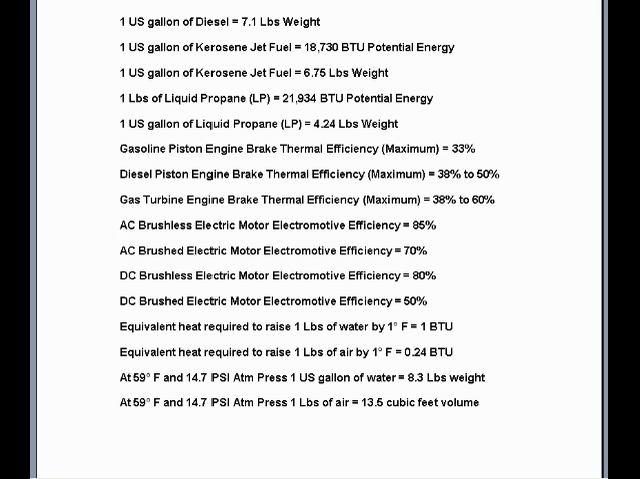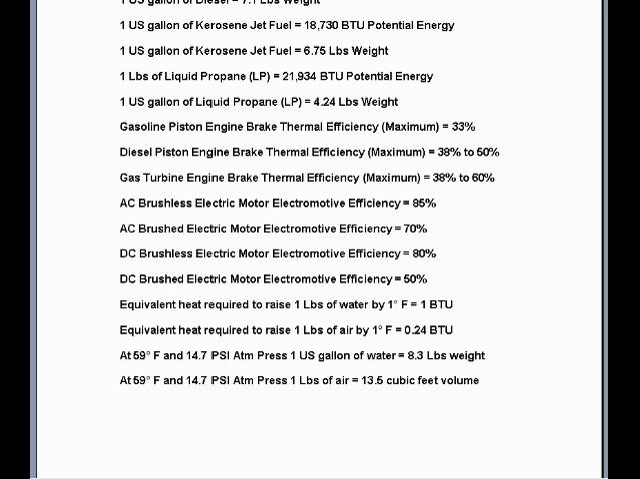Equivalent heat required to raise 1 pound of water by 1 degree Fahrenheit is also known as 1 BTU. The equivalent heat required to raise 1 pound of air by 1 degree Fahrenheit is equal to 0.24 BTU. And at 59 degrees Fahrenheit and 14.7 pounds per square inch atmospheric pressure, 1 US gallon of water will weigh 8.3 pounds. And lastly, at 59 degrees Fahrenheit and 14.7 pounds per square inch atmospheric pressure, 1 pound of air will be approximately 13.5 cubic feet.